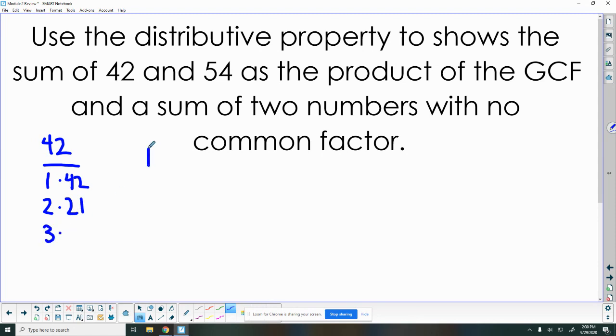3 times... oh, I don't know that one off the top of my head, so I'm going to do a division problem. So 3 goes into 4 one time. 1 times 3 is 3. So there's 12 left over, 4, 14. So 3 and 14. 4 can't, 5 can't, 6 can, 6 and 7. And I'm done there. I'm going to get this out of the way here.